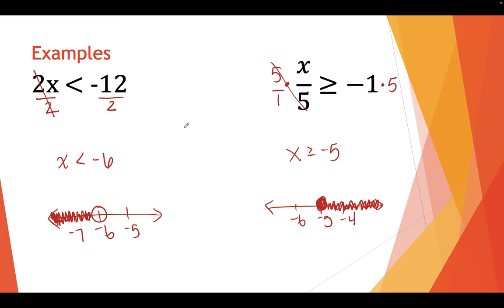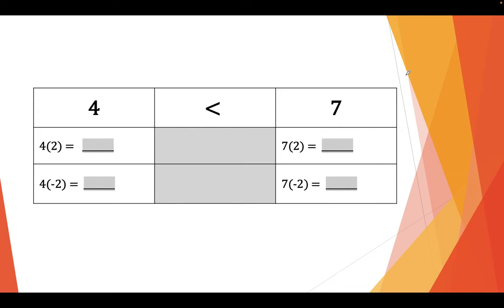If you notice, the numbers that I multiplied by on both sides were positive: 2 and 2, 5 and 5. What happens if I multiply on both sides by a negative? Let's use this as an example.